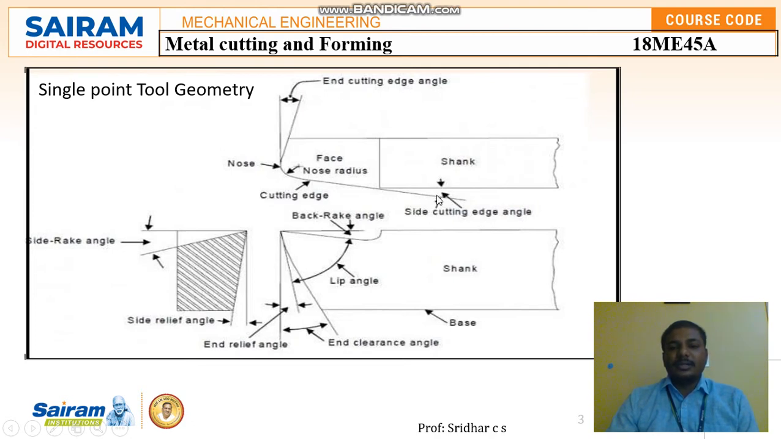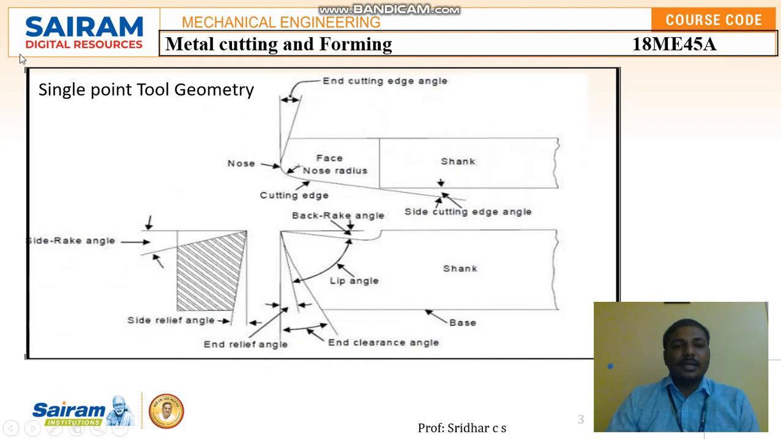As you know, this is the shank, and this angle is the side cutting edge angle, and this is the side rake angle. The angle between these two portions is the lip angle, and this is the back rake angle, and the angle between these is the end clearance angle. The angle between these two is the end relief angle, and this angle between these two is the side relief angle. These are the major nomenclature of the single point tool geometry.